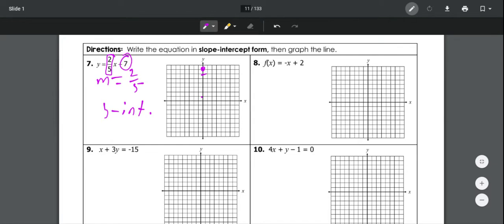So go down 1, 2, over 1, 2, 3, 4, 5. And that will be our graph. I can't draw completely through it, but that's what it would look like. And I'll do number 8 as well.